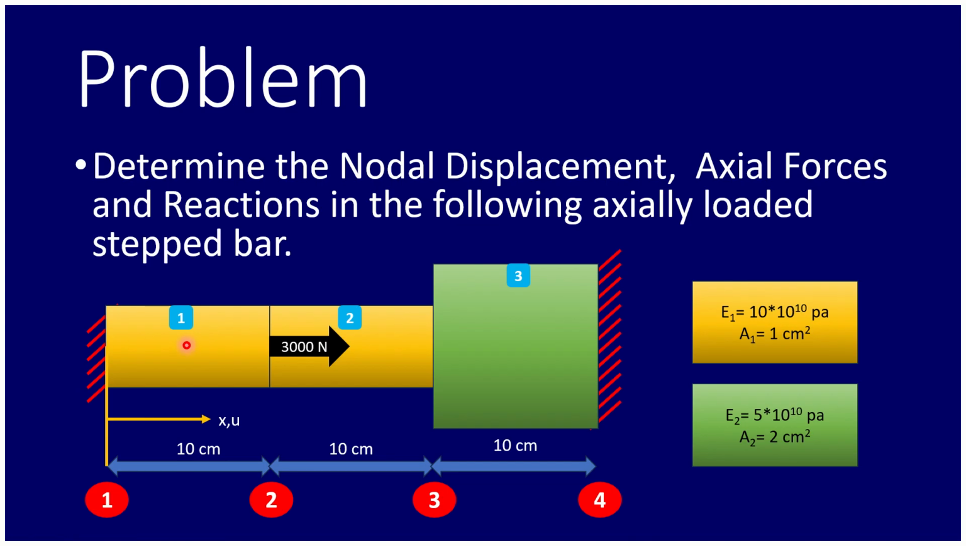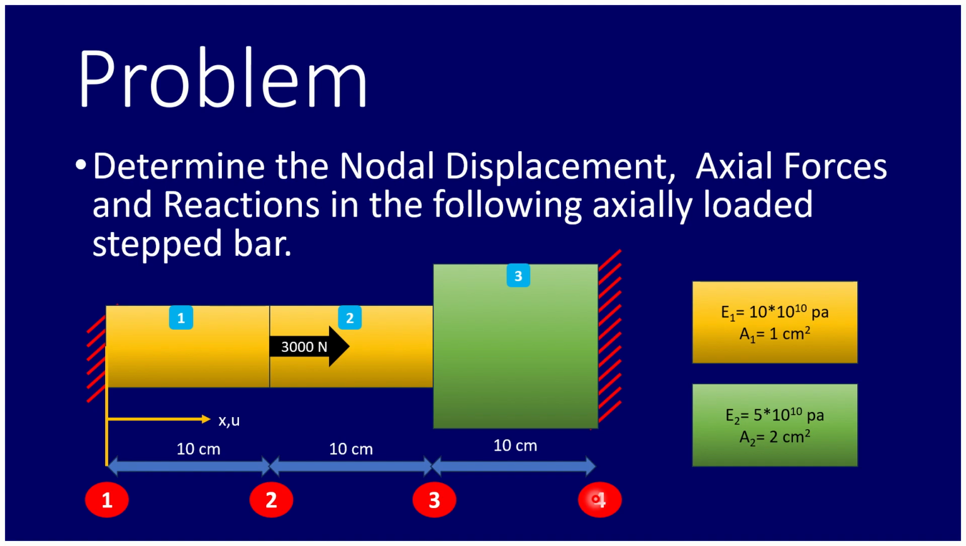Okay, so this is element 1, this is element 2 and this is element 3. Now the properties for element 1 and 2 are same, and properties for element 3 are different from element 1 and element 2. There is a nodal force at node 2 in positive x direction, 3000 newtons. Each element is of 10 centimeters, and we have node 1 and node 4 of fixed displacement, that is, displacement at node 1 and node 4 is 0.